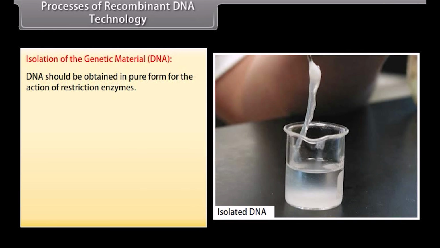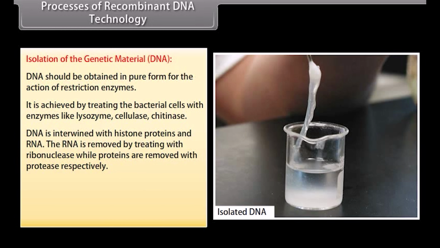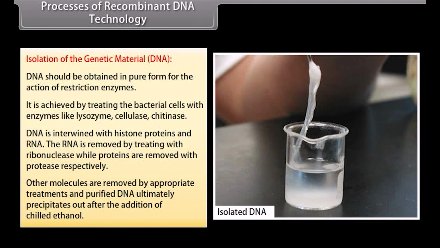Isolation of the genetic material, DNA. DNA should be obtained in pure form, free of the action of restriction enzymes. It is achieved by treating the bacterial cells with enzymes like lysozyme, cellulase, chitinase. DNA is intertwined with histone proteins and RNA. The RNA is removed by treating with ribonuclease, while proteins are removed with protease respectively. Other molecules are removed by appropriate treatments, and purified DNA ultimately precipitates out after the addition of chilled ethanol.